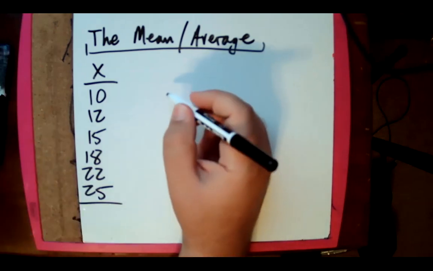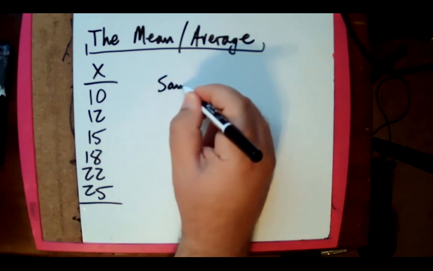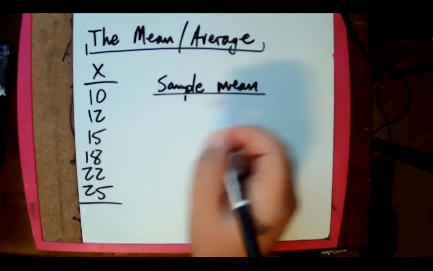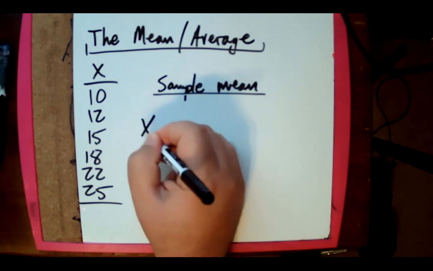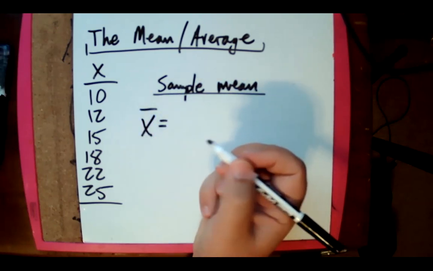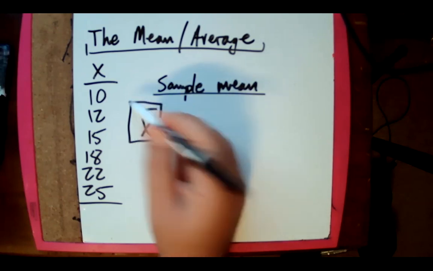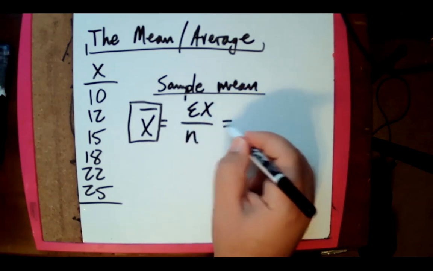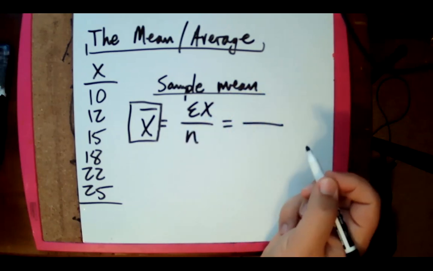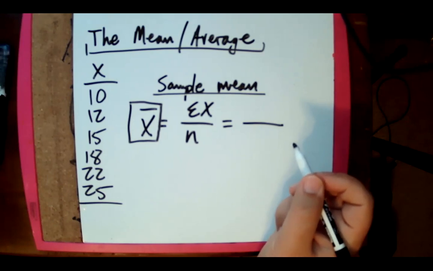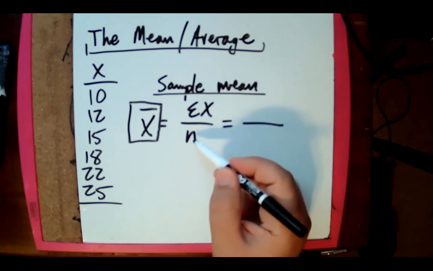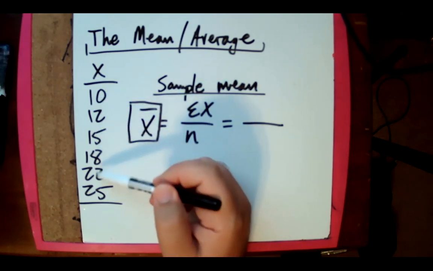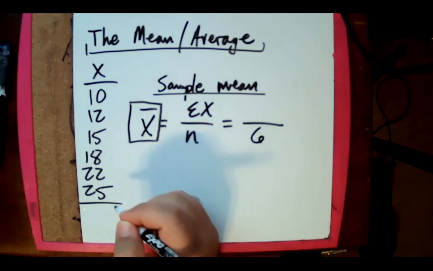Now let's look at a formula. Let's say we're going to solve for the sample mean. If we write out the formula, it looks like this. This is the sample mean, x bar, and we're going to take the sum of x over n. That's our formula. So what we're going to do first, let's get n because it's the easiest thing to get. It just means how many numbers are there, how many data points. 1, 2, 3, 4, 5, 6. We've got 6 data points, no sweat.